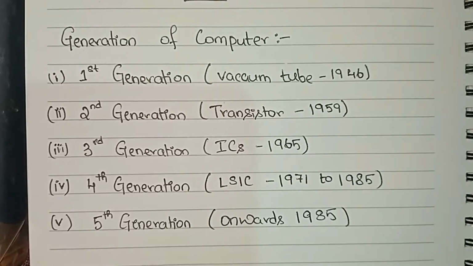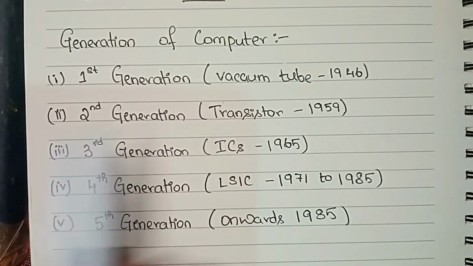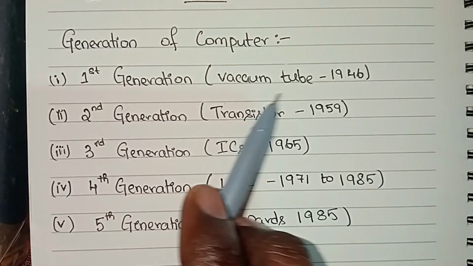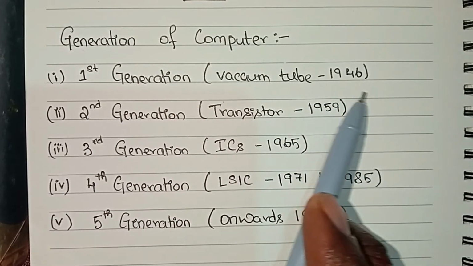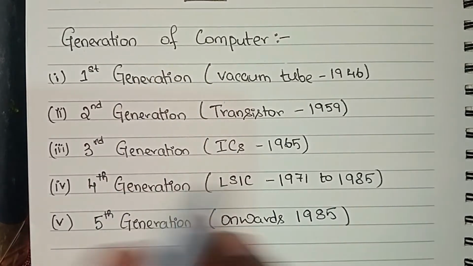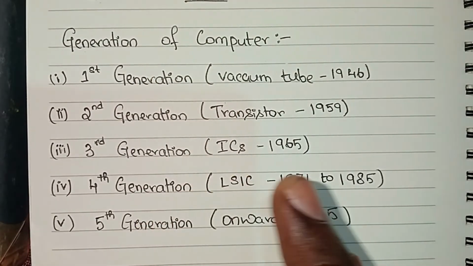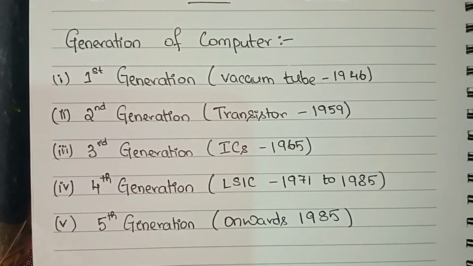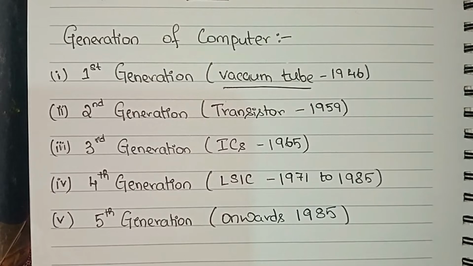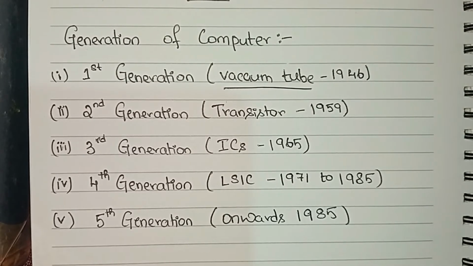Now coming to the generations of computers. The first generation computer was built on vacuum tube technology in 1946. Before 1946 there were no computers. After this there was the usage of vacuum tubes. This is important: vacuum tubes were used in the first generation computers.